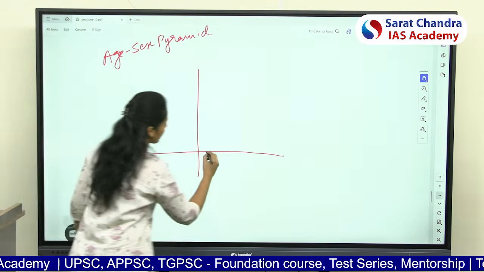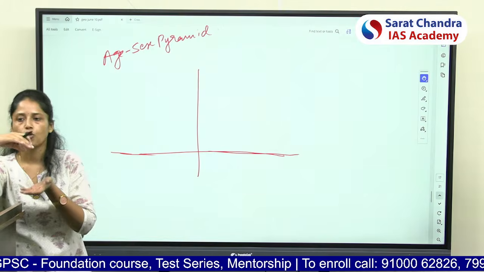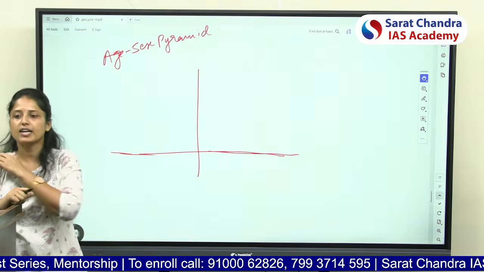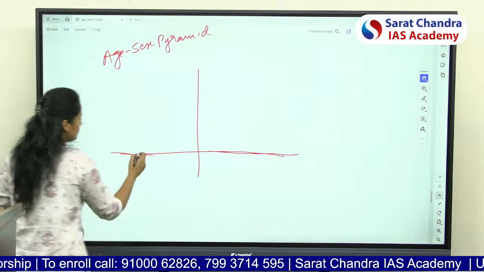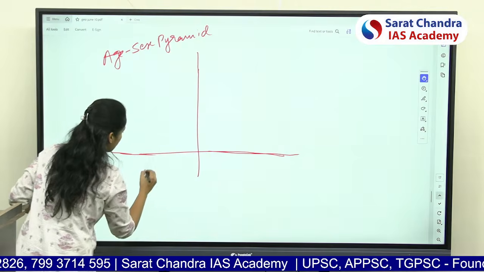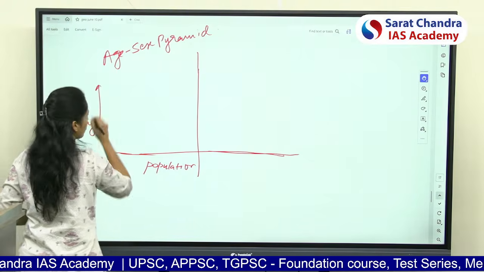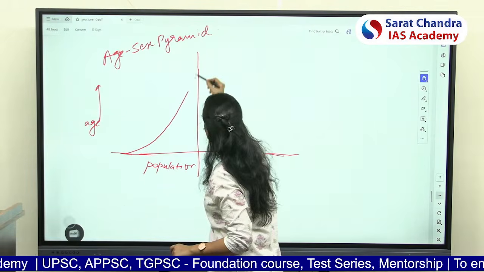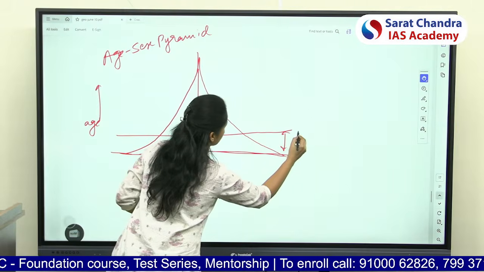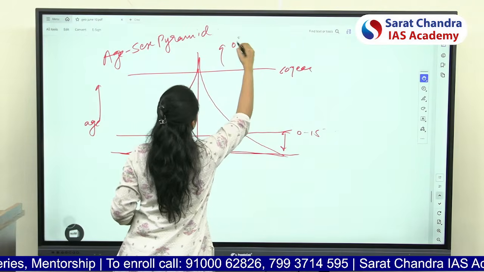Basically through the age sex pyramid you can analyze what percentage of population is below 15 years, what percentage is in the working age, and what percentage is in the old age. Based on that you can tell the status of a country. So see here, I will talk about the population on one axis and the age on the other. If I am making this pyramid like this, here I will write 0 to 15 years, here 60 years, and above 60 years is the old age.